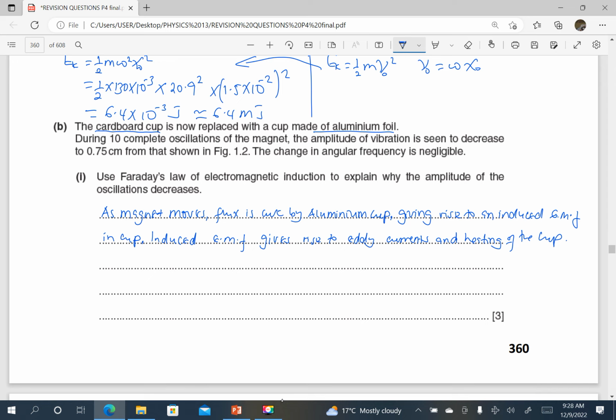This thermal energy which is heating the cup has been derived from the oscillations of the magnet, so amplitude must decrease. So this thermal energy is derived from oscillations of the magnet. So the amplitude reduces. So amplitude decreases.